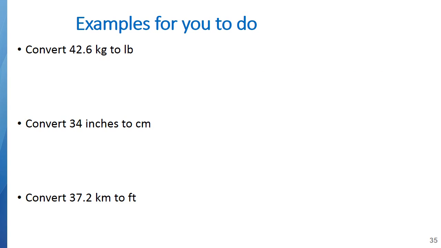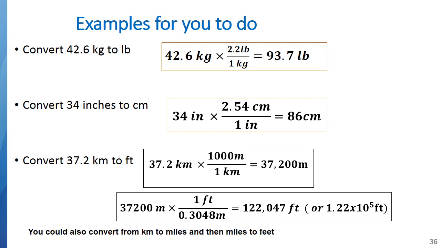All right, so let's just look. These are some for you to do, but let's just work through it. If we want to convert 42.6 kilograms to pounds, how do we do that? Well, like we saw earlier, we have a conversion factor. 1 kilogram equals 2.2 pounds. And so if we start with 42.6 kilograms, then we put 1 kilogram in the denominator and 2.2 pounds in the numerator, and so then we get the answer of 93.7 pounds.